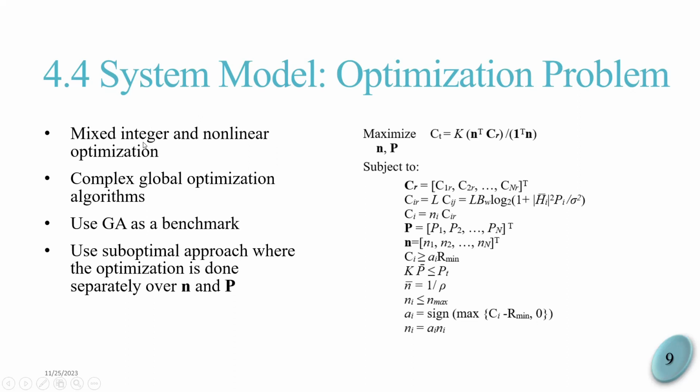So we can see that we have a mixed integer and nonlinear optimization. As you can see, we have a log here, and the number of resource blocks must be integers. So this is a complex optimization, and using global optimization techniques can be cumbersome. So we propose to use a genetic algorithm as a benchmark, as genetic algorithms are known to have some global optimization properties. And we are going to propose a suboptimal approach where the optimization can be done separately over N and P. For N, we are going to use some heuristic algorithm to find the number of resource blocks per subcell. And as for P, we can do the optimization using known techniques such as the iterative water filling algorithm.